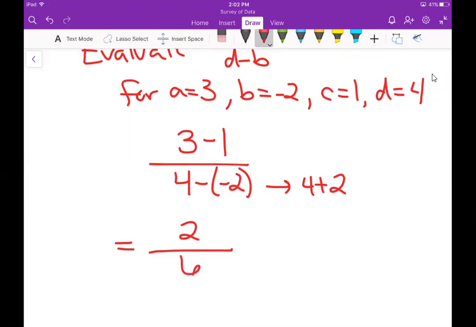Always still make sure that you simplify any fractions. 2/6 can be simplified to 1/3, and that would be my final answer for that problem. You're going to have some more expressions, some different looking expressions in your homework. Make sure you give those a try, and make sure you let me know if you have any questions.